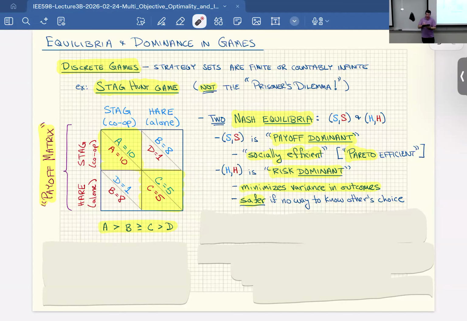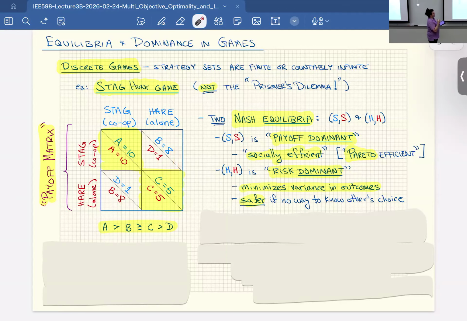So if I play hare, so I'm the blue one, the one on the right side here, I'm either going to get a 5 or an 8. But if I instead play stag, I'll either get a 10 or a 1. So in this column, I have a greater risk, a greater variance in my outcome. It's either a 1 or a 10, whereas here it's pretty buffered.